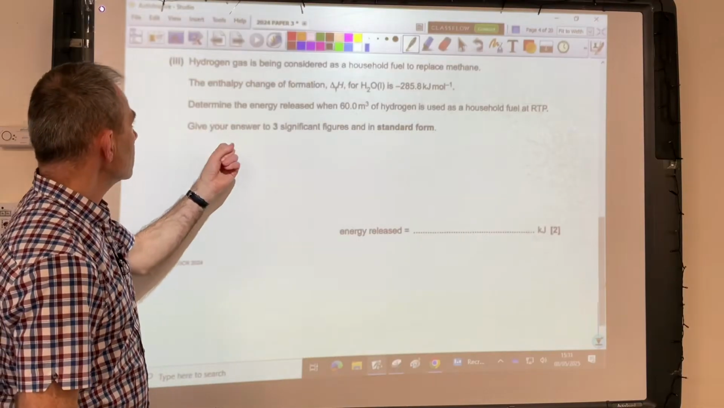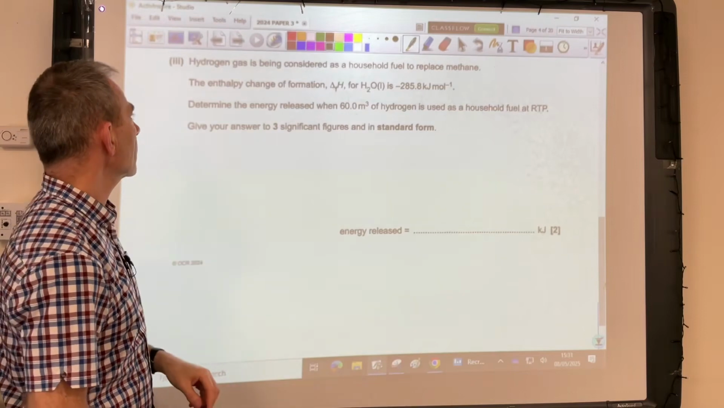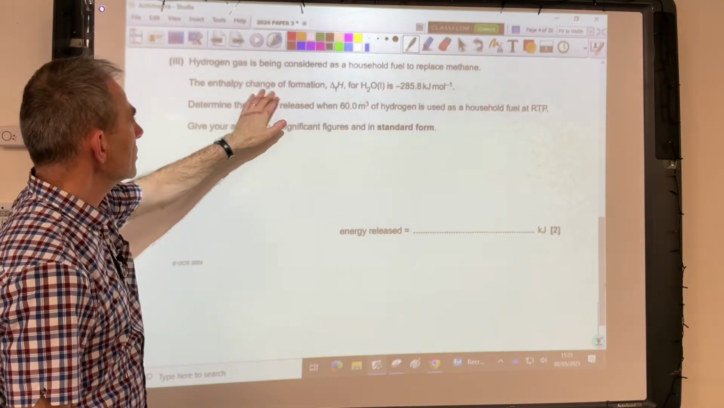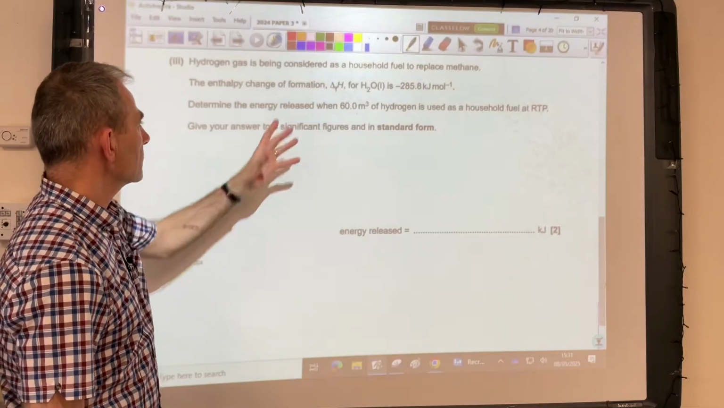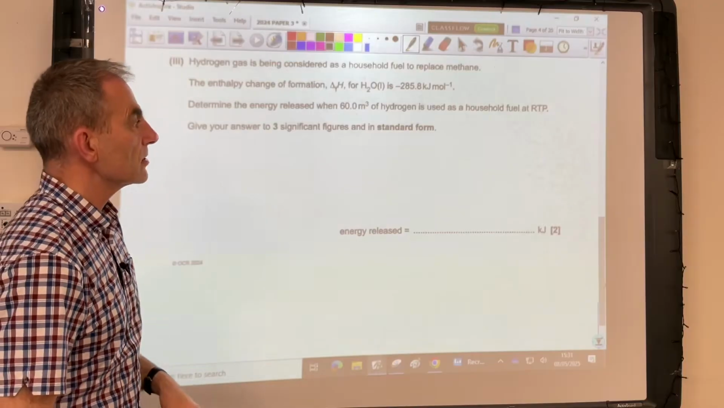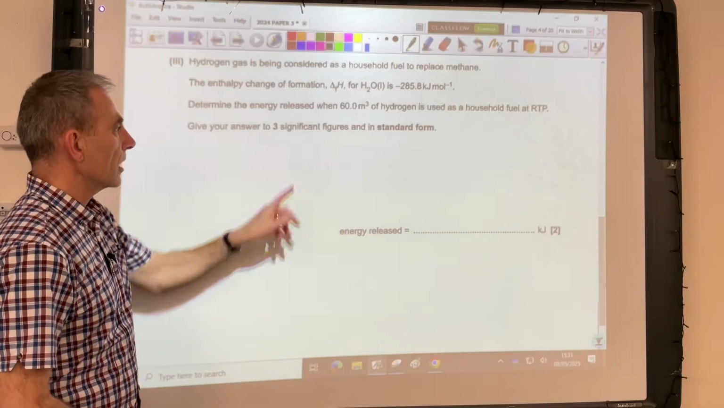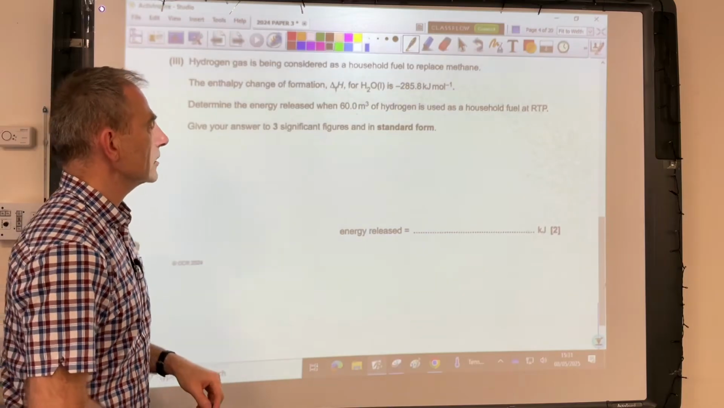And the next part of the question, we've got some information about hydrogen being used as a household fuel. We've got the enthalpy change of formation for liquid H2O. We're going to have to use that to determine the energy released when that volume of hydrogen is used as a fuel. And we've got a requirement for our final answer: 3 significant figures and in standard form.